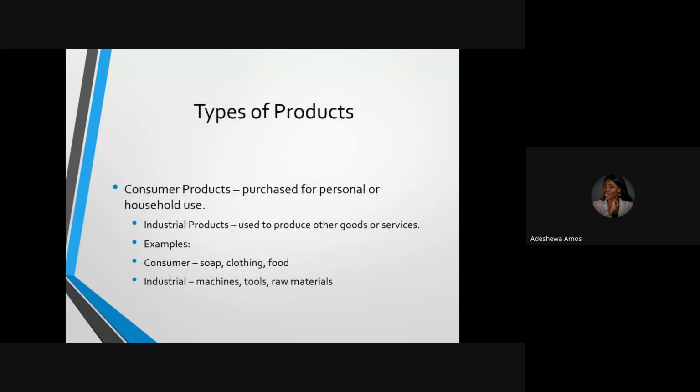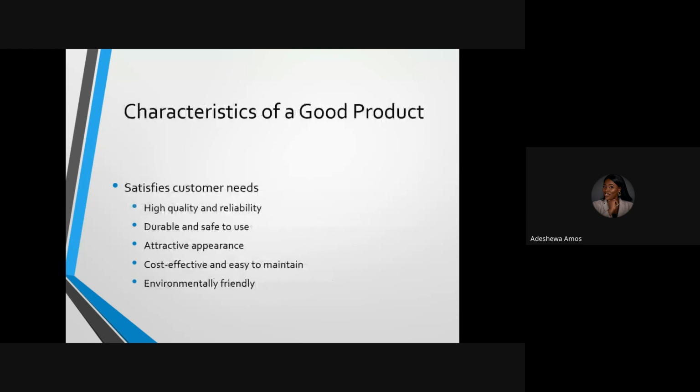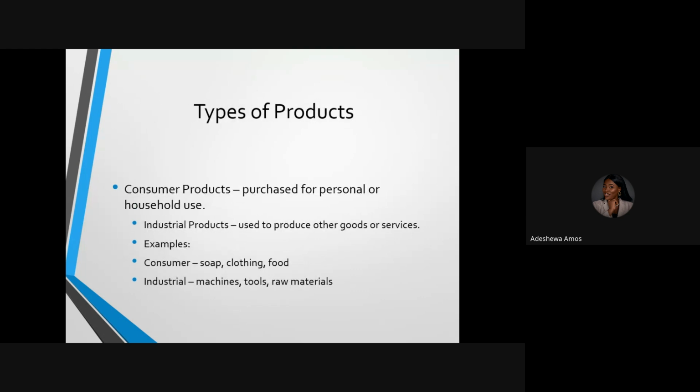Okay, so we have types of products, and we have two types of products. Okay, we have consumer products and industrial products. In fact, when you go to marketing students, there are many more types of products, but for the purpose of this course, we would stick with the two types of products. So we have consumer products as well as industrial products.